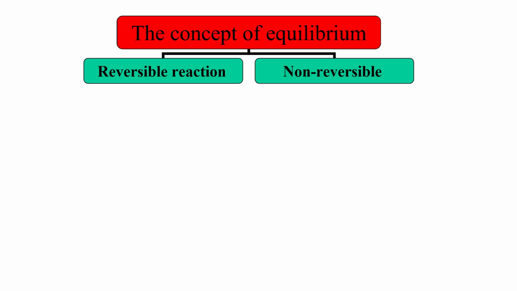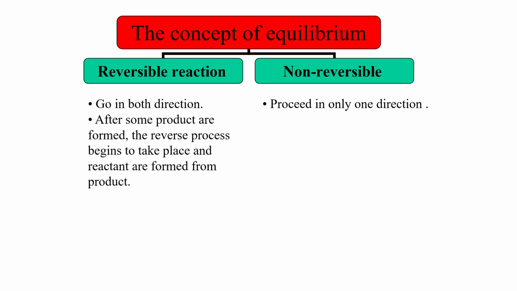So kita tengok dahulu the concept of equilibrium. So concept of equilibrium terbahagi kepada dua, iaitu reversible reaction and non-reversible. Tindak balas berbalik dan tindak balas yang tidak berbalik. So untuk reversible reaction, dia akan go in both directions, maksudnya dia akan pergi ke arah forward dan reverse. Kalau untuk non-reversible, it only proceeds in one direction.